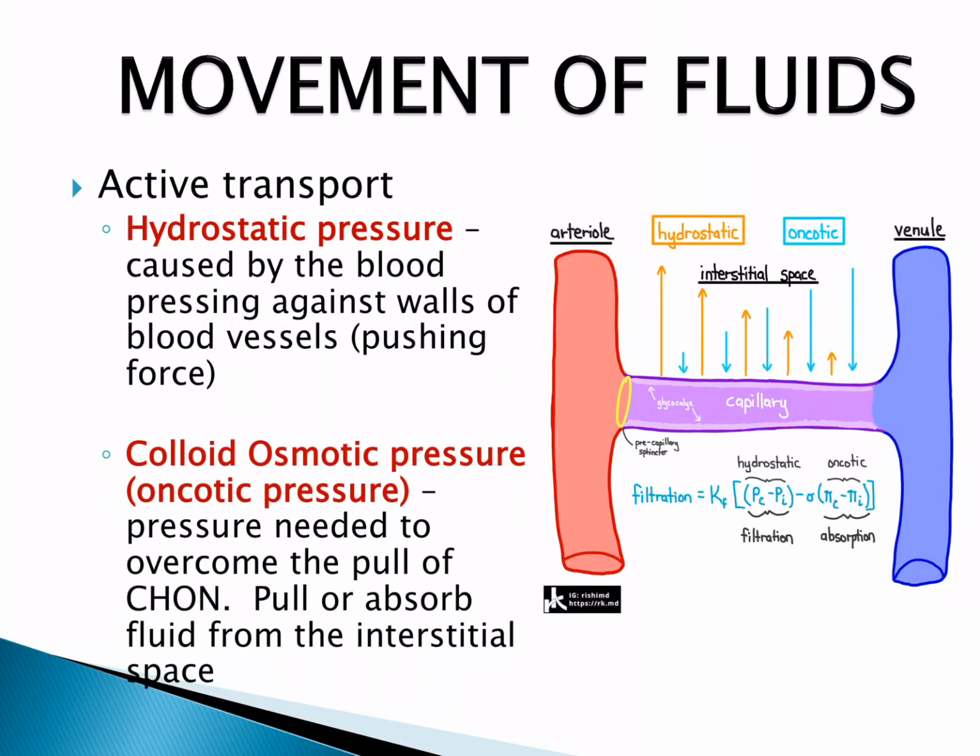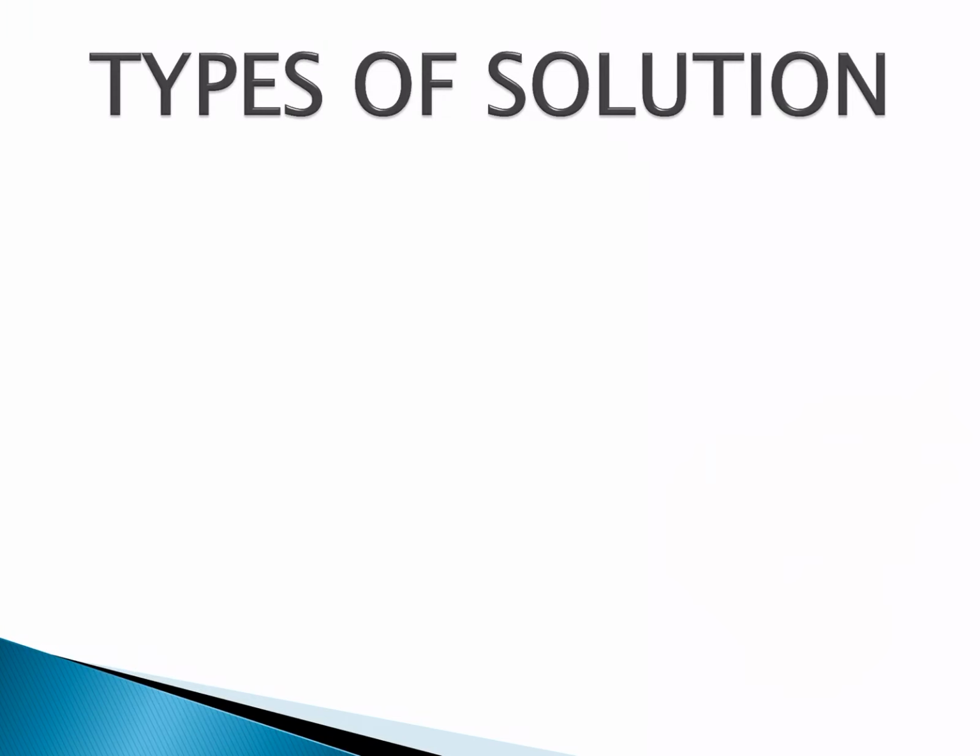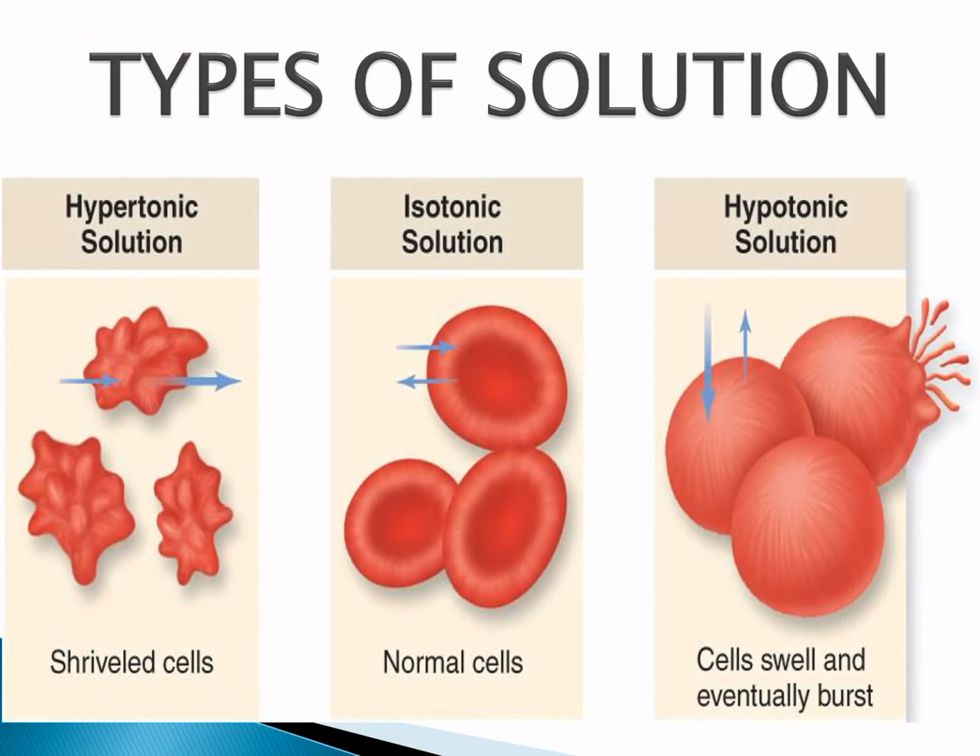These are the two mechanisms under your active transport. Okay. Now let's go to your types of solution. So we have your hypertonic solution. We also have your isotonic solution, and we have your hypotonic solution.